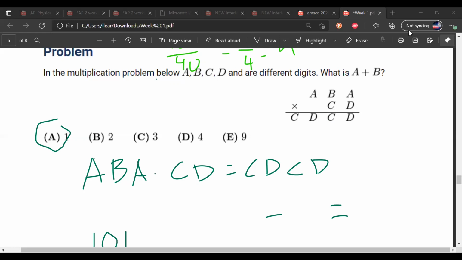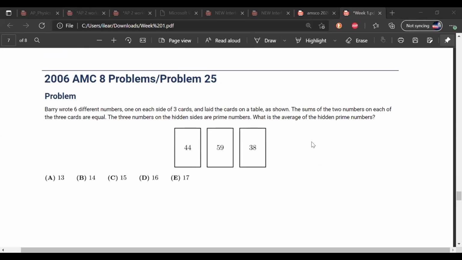All right. By the way, you can't really use a calculator for this type of problem. So you either have to notice it or just have to straight bash. So now let's look at this problem.